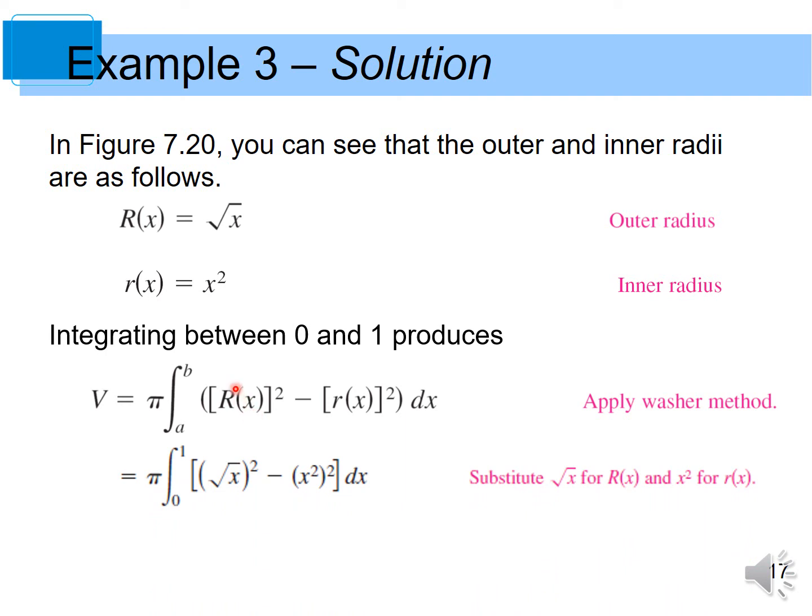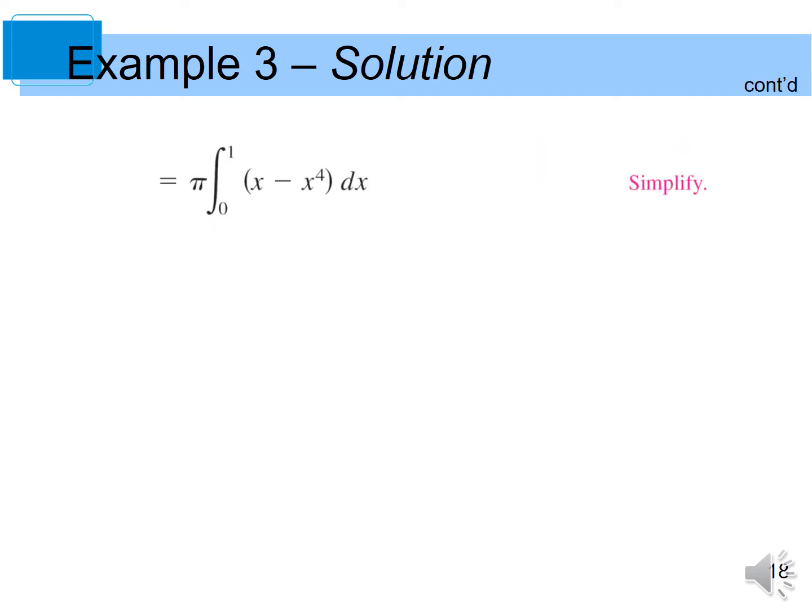So we substitute the big R and the small r, and then the interval as well. So we have this form, and we simplify this integral. So from here we can perform the integration using the power rule. And lastly, we have the volume is 3 pi over 10.